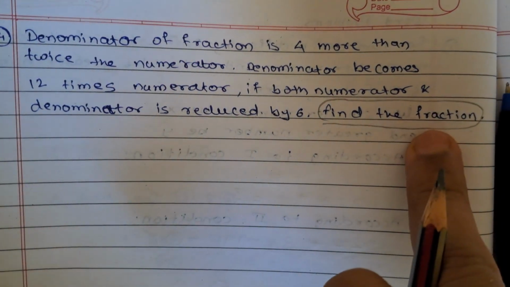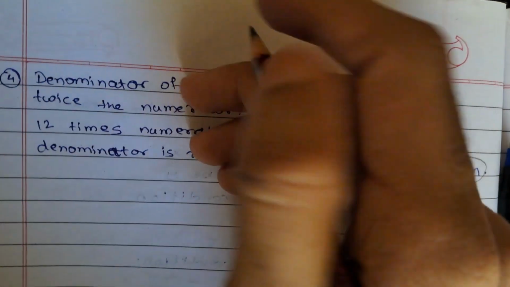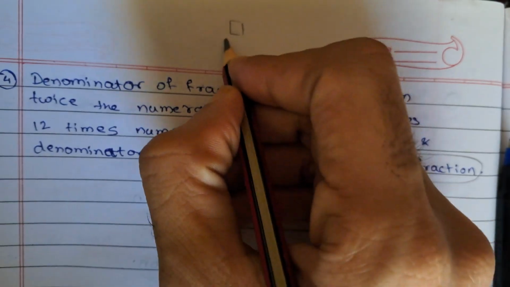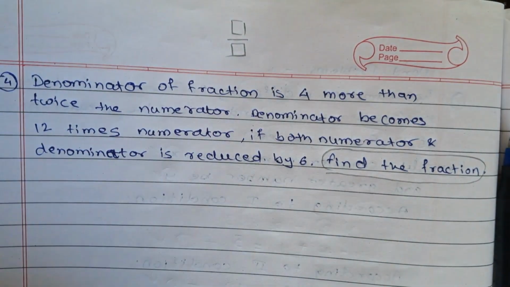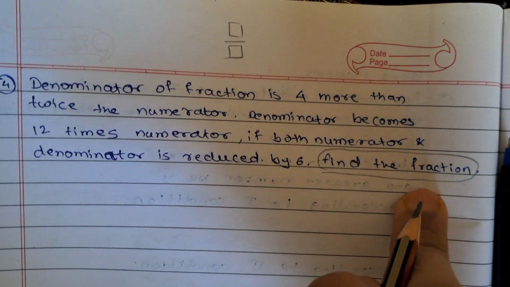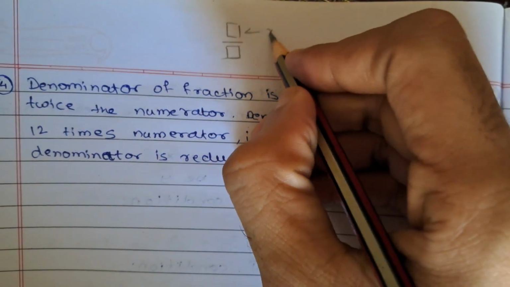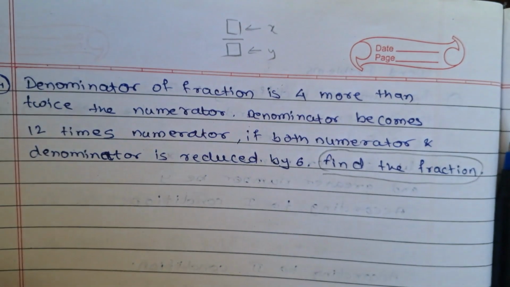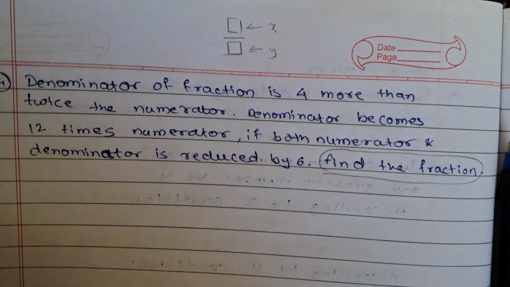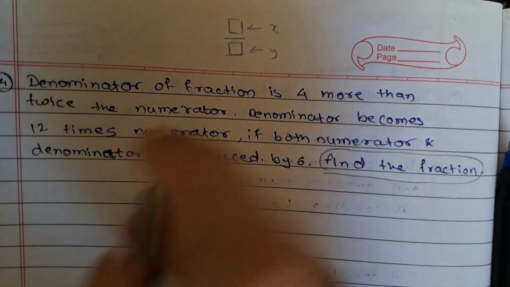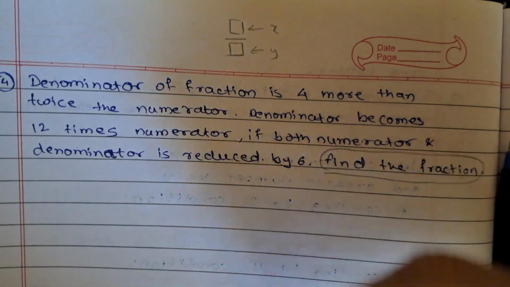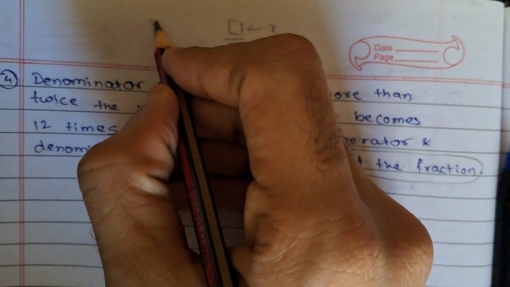What do you understand by fraction? A fraction is nothing else but something in the numerator and something in the denominator. So in this sum, I will say, let my numerator be x and denominator be y. That will be the easiest way to start off with the sum. By doing that, at the end of the result, we will have the value of x and y.